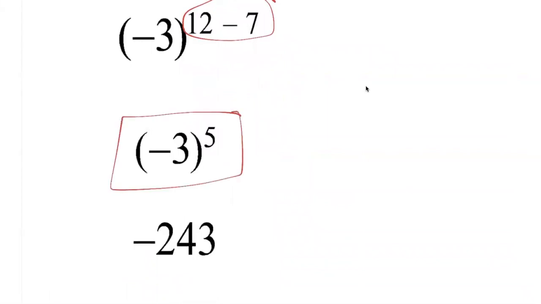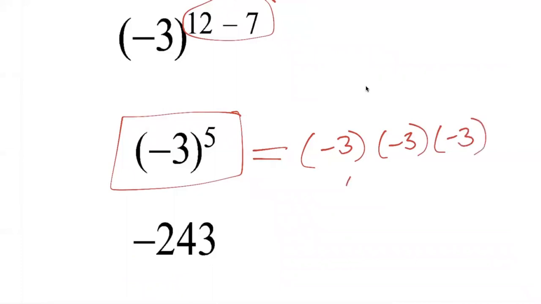Now, on this one, it's a little bit smaller of a number. It's not 3 to the 12th like our previous one. So on this one, to get that -243, it's -3 times -3 times -3 times -3 times -3. There's 5 of them. And then anytime there is an odd number as your exponent with a negative base, such as a 3, you'll end up with a negative number. So that's why this is -243.